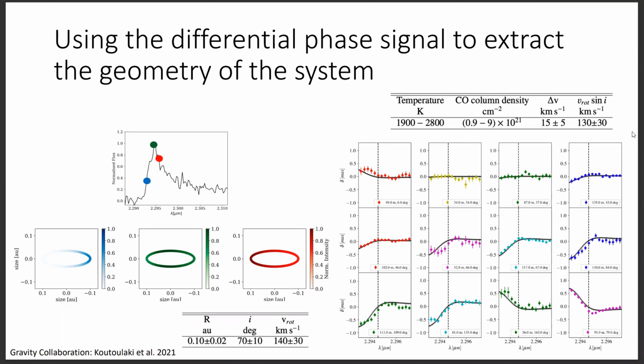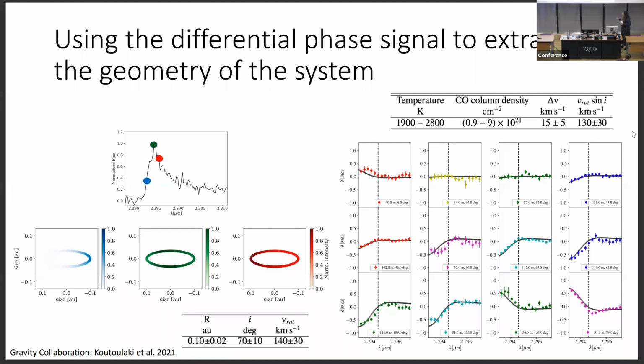Of course, there are things to be done. What we're trying to do now is to actually combine higher spectral resolution observations along with interferometry. And this is something we're working on now in some cases of high mass young stellar objects, for example. And also we're trying to do similar things in Herbig stars as well.